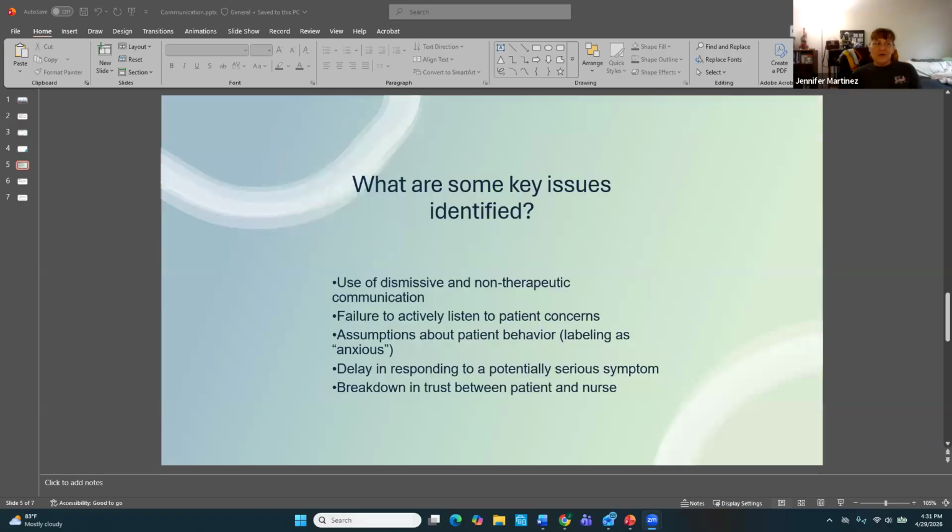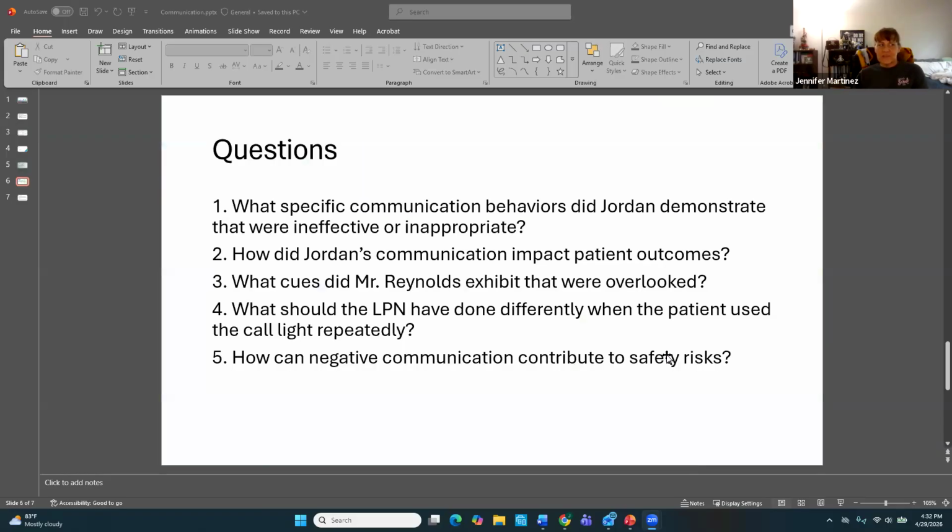All right, so some of the key issues that were identified: use of dismissive and non-therapeutic communication, failure to actively listen to patient concerns, assumptions about patient behavior, right? Labeling them as anxious, delay in responding to a potentially serious symptom, and a breakdown in trust between patient and nurse. So, what specific communication behaviors did Jordan demonstrate that were ineffective or inappropriate? So what behaviors did he exhibit that were ineffective or inappropriate?